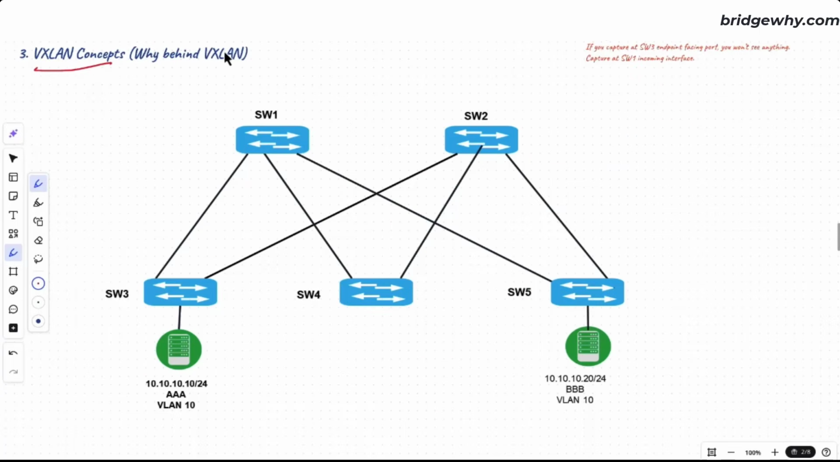Now let's talk a little bit about VXLAN. Actually, I would like to showcase this packet because for most network engineers, this packet is a pain, right? So what exactly is happening?